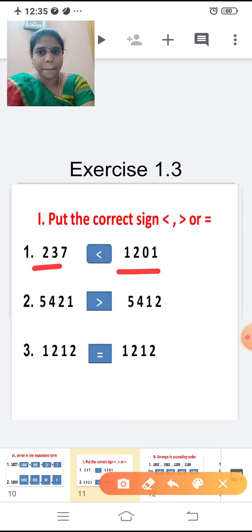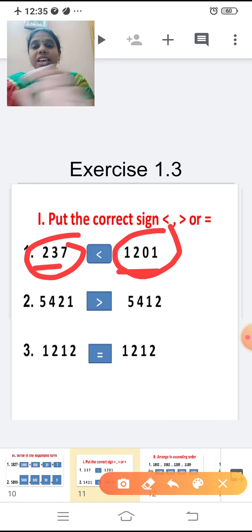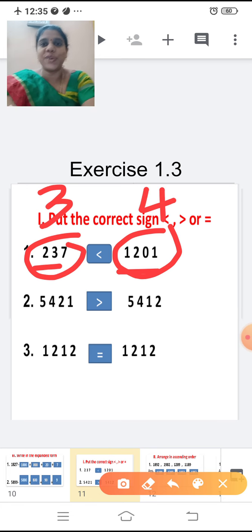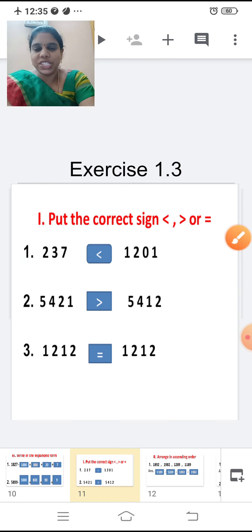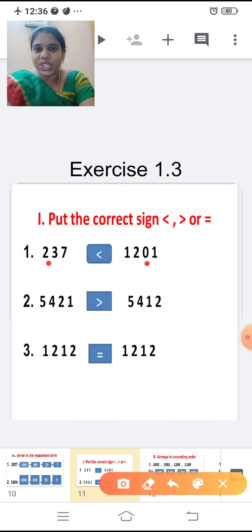Now tell me, how will you compare two numbers? You have to compare from the leftmost part. In this we have 3 digits. Here we have 3 digits and here we have 4 digits. Now tell me which is the smaller number. Yes, 3 digits is smaller, right? If the number of digits is less, then the number is lesser, right? So 237 is less than 1201.